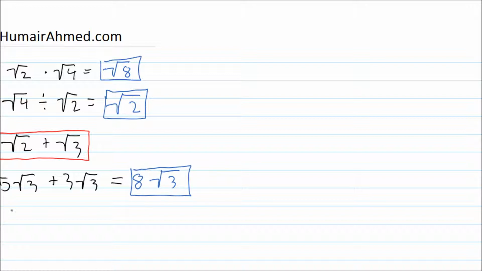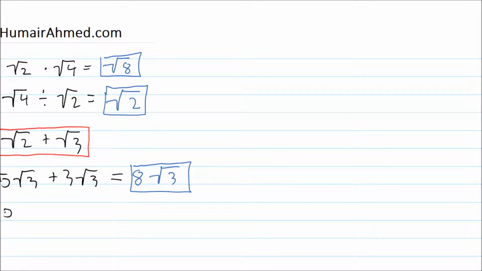The same goes for subtraction. I'll keep the same problem except I'll subtract instead of add. So I'll take 5 times the square root of 3 minus 3 times the square root of 3, and I can subtract the 5 and 3. I get 2 times the square root of 3. Same thing, because the root power is the same and the value under the radical is the same, I can subtract across and keep that value under the radical.